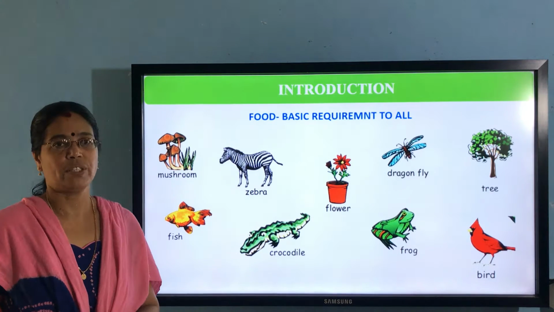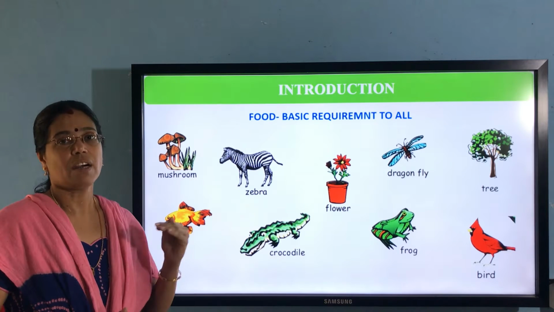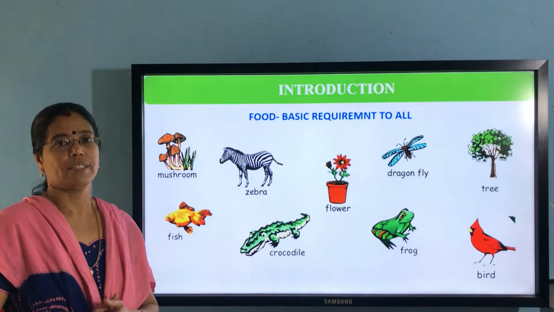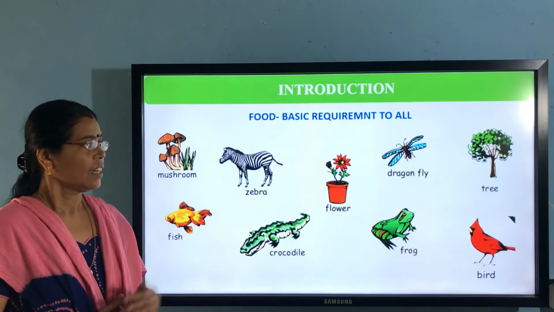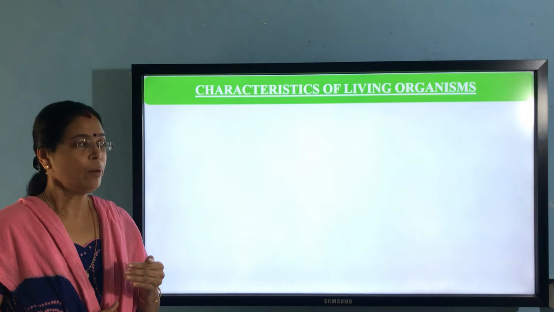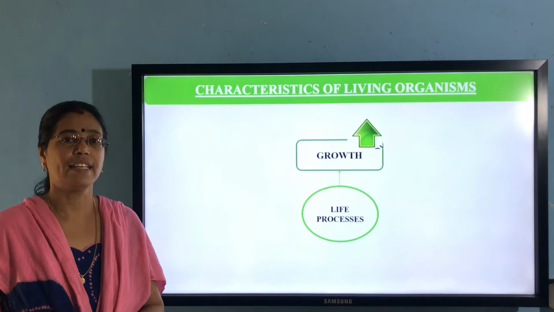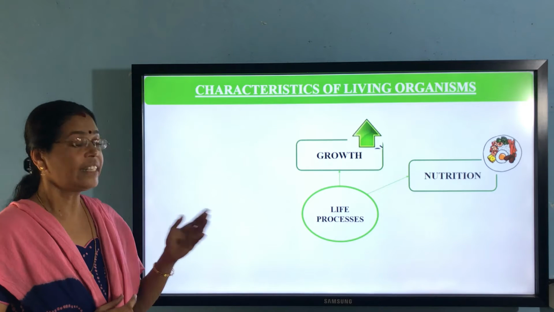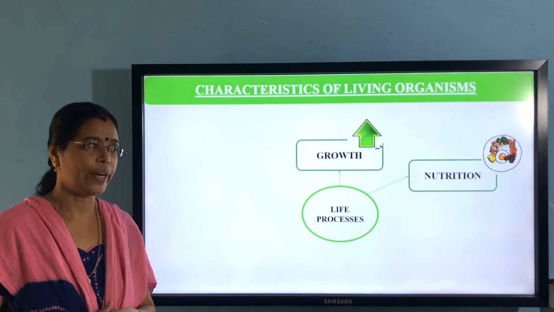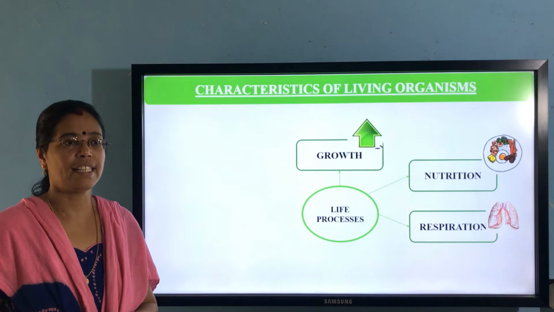What did you see in the picture? So, you see the living organisms. The living organisms differ from each other, but all the living organisms have some unique characters. All the living organisms grow in size and number, and they take food, that is nutrition. They need food for the functioning of the body. Next, they need oxygen for producing energy, that is, they respire.